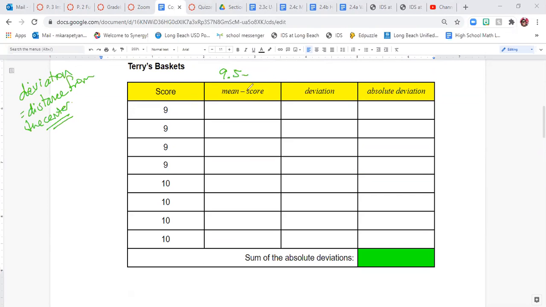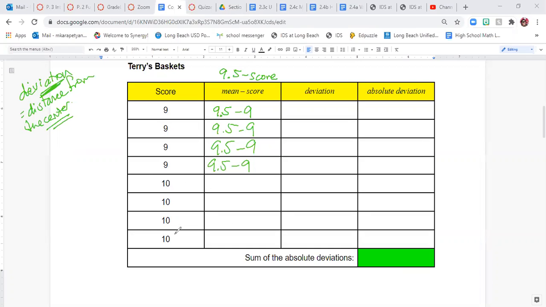And then we're going to subtract it from each score that Terry got. So Terry scored 9, 9, 9, 9, 10, 10, 10, 10. To find the distance, the deviation here, I'm going to do 9.5 minus each one of my scores. The first four scores are the same, so it's going to be 9.5 minus 9, 9.5 minus 9, 9.5 minus 9.